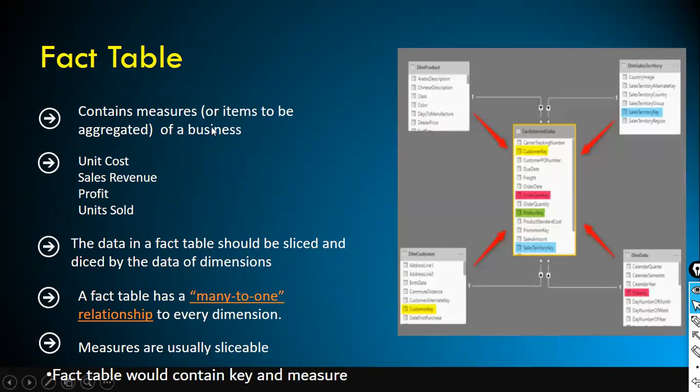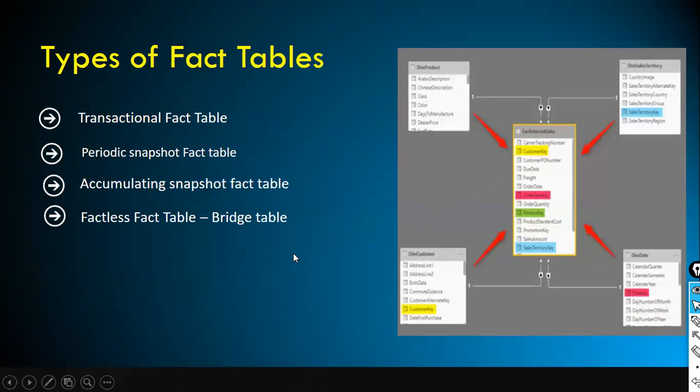So what is a fact table? We already discussed. It contains the measures, something like unit cost, sales revenue, profit, units sold. The data in a fact table should be sliced and diced by the data of the dimension. With the help of the dimension table, we can slice and dice the measures in your fact table. For example, if somebody is asking you, can you give me the region-wise, territory is kind of a region, okay? Region-wise sales breakdown by product, by customer, by quarter. With the help of the dimension table, we can slice this fact table data and then we can dice it. Slicing and dicing is possible.